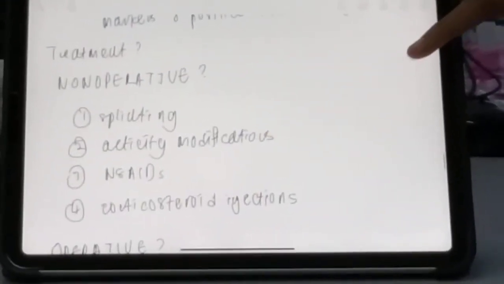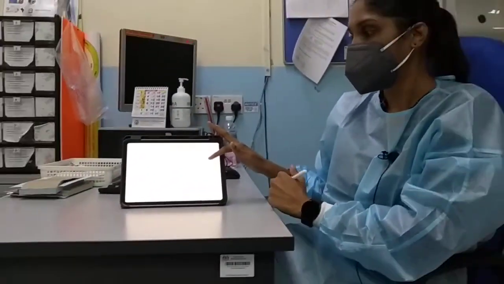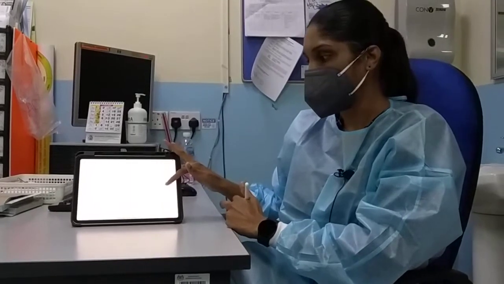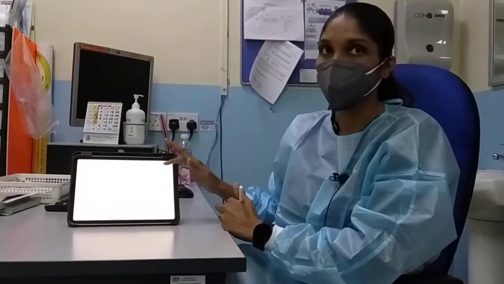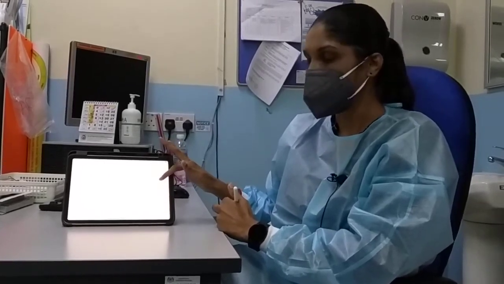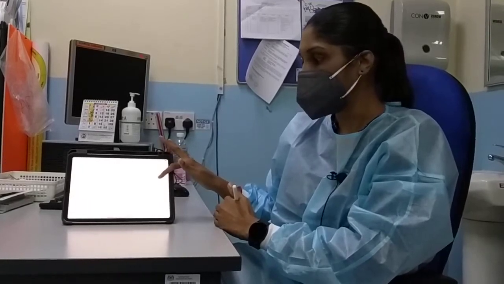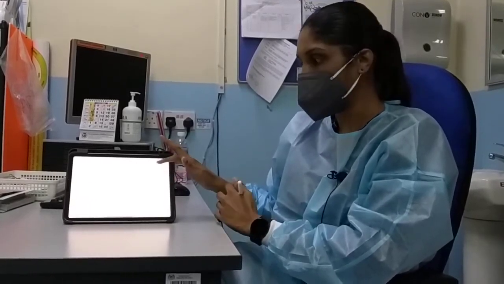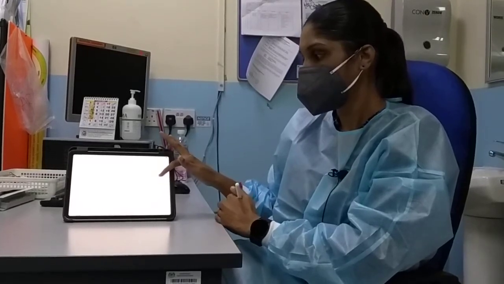Treatment wise, for non-operative, we can do splinting, activity modifications, NSAIDs, and lastly corticosteroid injections. Operative wise, there is percutaneous release of the A1 pulley, open surgical debridement and release of the A1 pulley, and release of the A1 pulley with one slip of FDS.